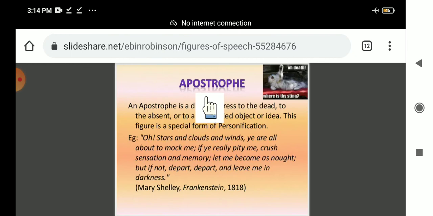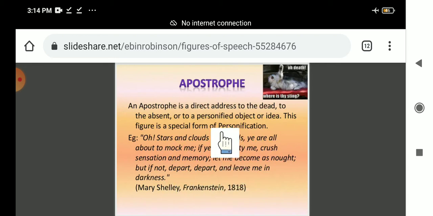Then comes apostrophe. Which figure of speech is it? Apostrophe. What is the pronunciation? Apostrophe. An apostrophe is a direct address to the dead, to the absent, or to a personified object or idea. This figure is a special form of personification. For example, oh, stars and clouds and winds, they are all about to mock me. If ye really pity me, crush sensation and memory. Let me become as naught, but if not, depart, depart and leave me in darkness.